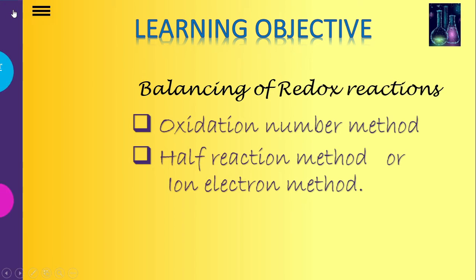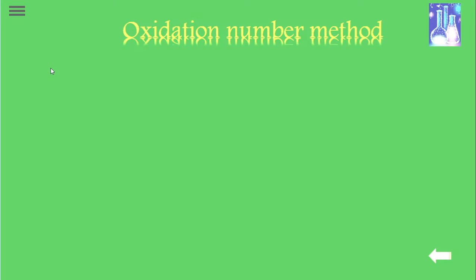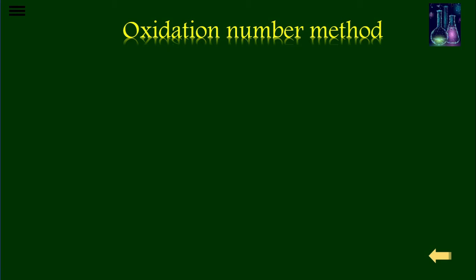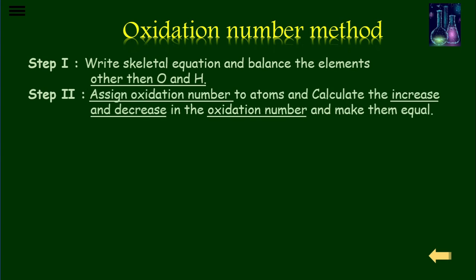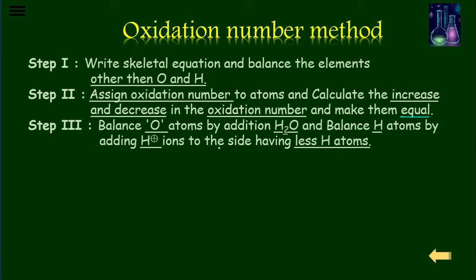So let's see what is oxidation number method. Oxidation number method involves the following steps. Step 1. Write skeletal equation and balance the elements other than oxygen and hydrogen. Step 2. Assign oxidation number to atoms and calculate the increase and decrease in the oxidation number and make them equal. Step 3. Balance oxygen atoms by adding water and balance hydrogen atoms by adding H plus ion to the side having less hydrogen atom.